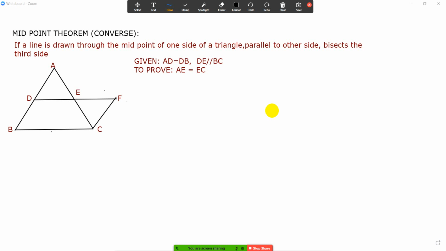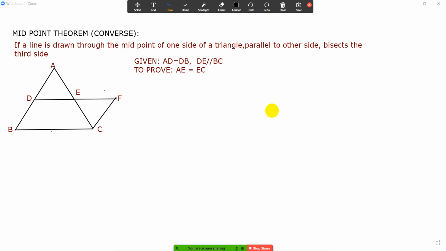Hello students. So today we are going to prove a very important theorem from your chapter quadrilaterals, which is the converse of midpoint theorem. It is equally important as a midpoint theorem. So we'll go through the statement of this midpoint theorem.